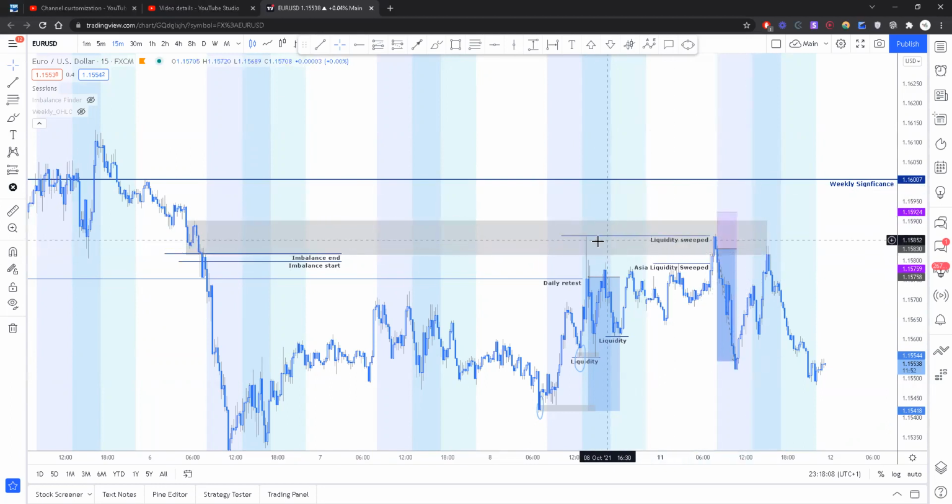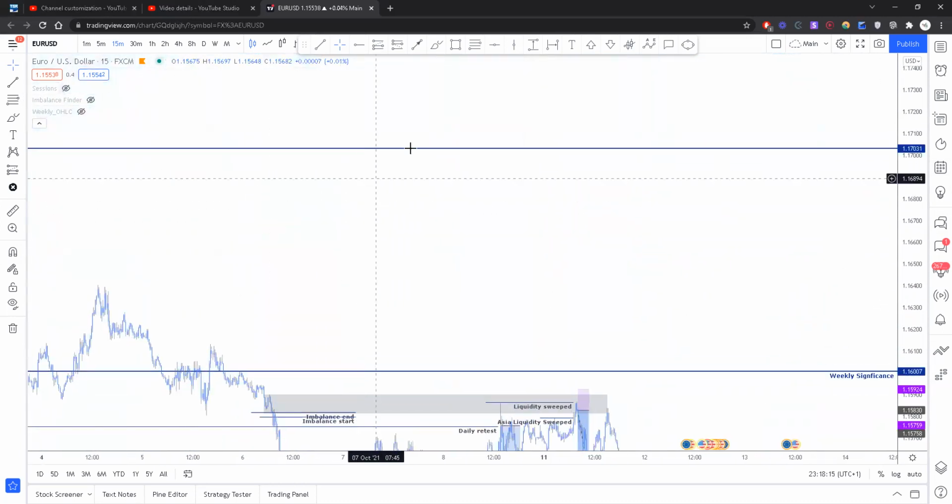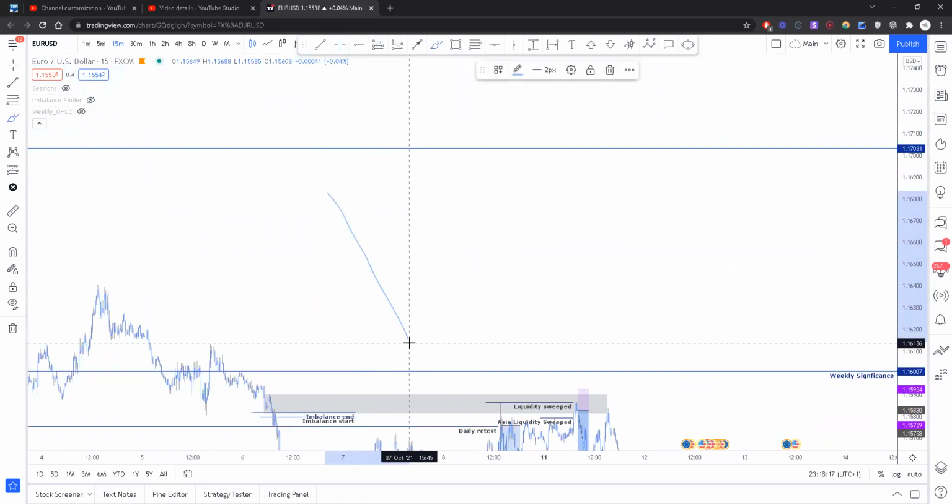So right here, we've got the previous touch retrace. So what do I mean by that? Well, let me just get rid of the sessions quickly. If we have got structure going down, and let's say we have one retrace and it looks like it's going down. So this would have been the point from last week.